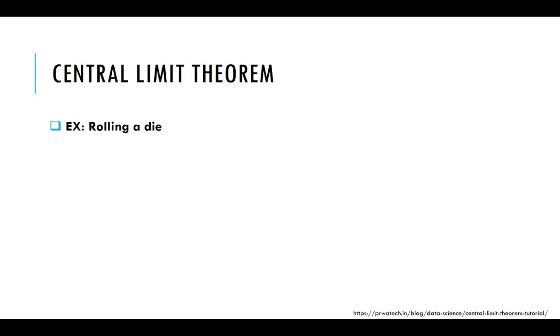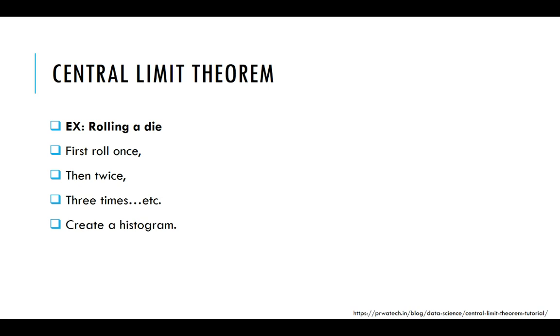So let's use the example of rolling a die, and we're going to roll it first just once, then twice, then 3 times, then 4 times, 5 times, on and on. And then what we're going to do is create a histogram. And what you're going to see is that this histogram is going to start to look different as my number of samples gets larger.